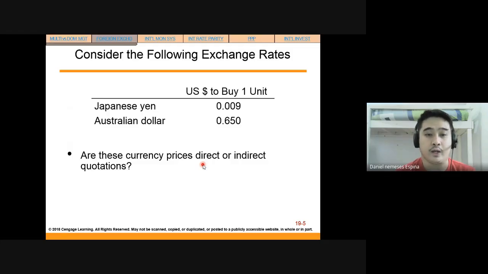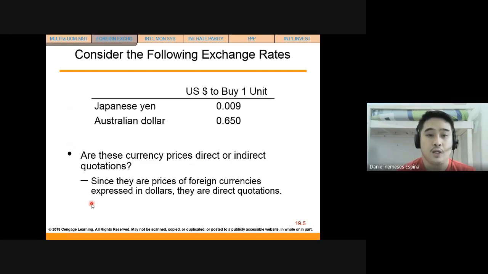So are these currency prices direct or indirect quotations? Since they are prices of foreign currencies expressed in dollars, these are foreign currencies exchanged to dollar. So these are called direct quotations.